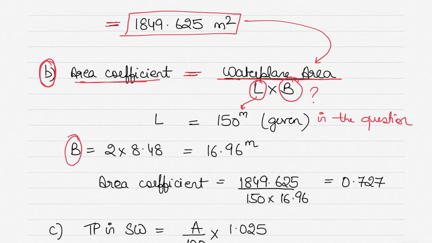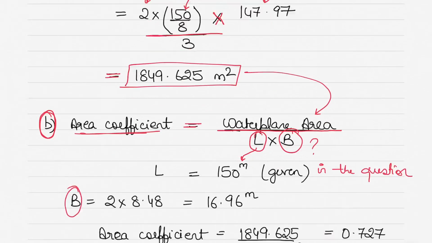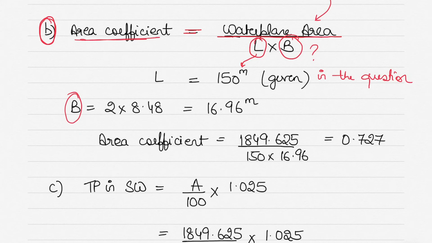To get the breadth, you go back to the ordinates and you have to get the maximum breadth. The maximum breadth is, of course, this picture is not to scale, but the maximum breadth here is 8.48. If you look at all the values, 8.48 is the ordinate with the highest value. So that will be the maximum breadth. But 8.48 is only half the breadth, correct? So to get the full breadth, you have to multiply 8.48 by 2. Therefore your breadth of the vessel is 16.96 meters.